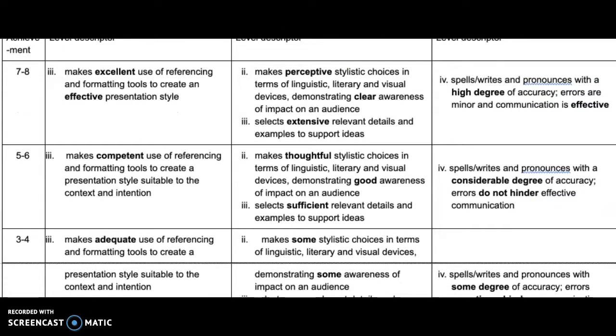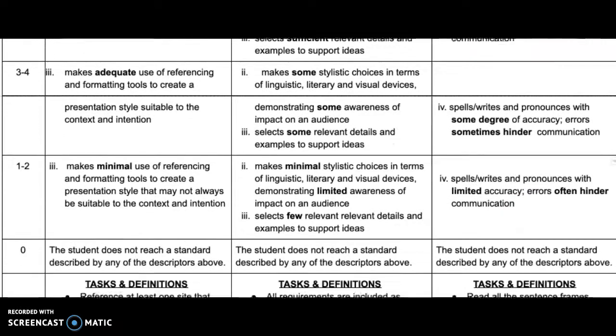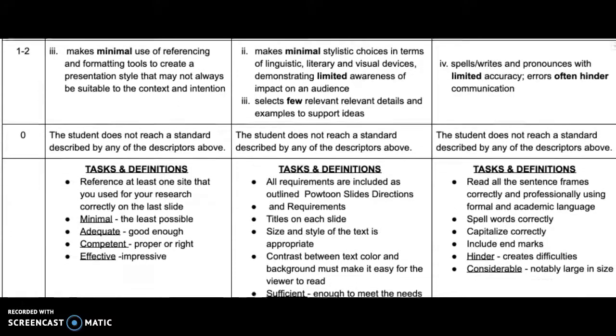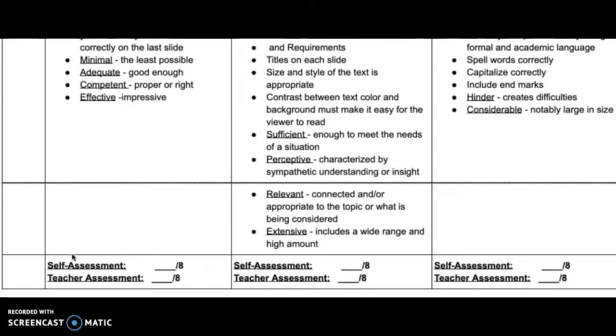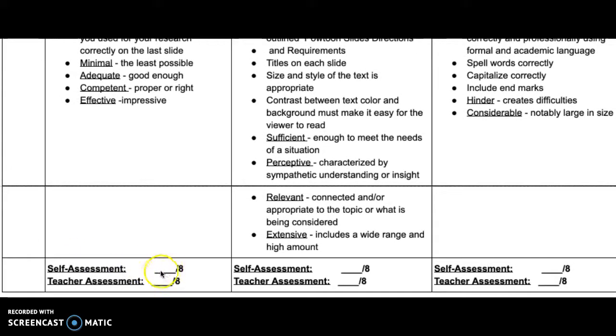If you do it perfectly, then you'll be getting it up here, 7 through 8, and then it goes down through 5, 6, 3, 4, 1, 2, and 0 that you didn't even include it at all. So if you want to know what you need to do, it says reference at least one site that you used for your research correctly on the last slide. So correctly means following the steps in lesson A5. Then if you feel like you did that perfectly, then you'll give yourself an 8 out of 8. If you're not sure if you did it right, you might bring it down a little lower. If you know you didn't do it at all, you'll self-assess with a 0.